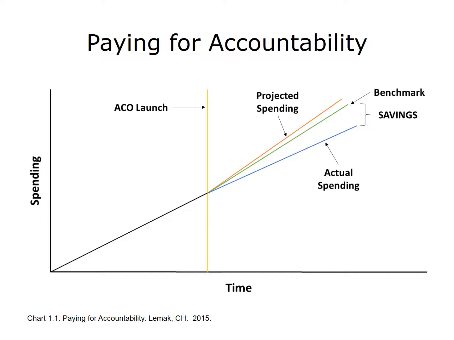After time goes by, ACOs report the actual level of spending they achieved, the blue line. In the above figure, the actual spending, blue line, is below the benchmark or target spending, green line, and the difference between actual and target is the savings that can be shared between the ACO and the federal government in the case of Medicare.